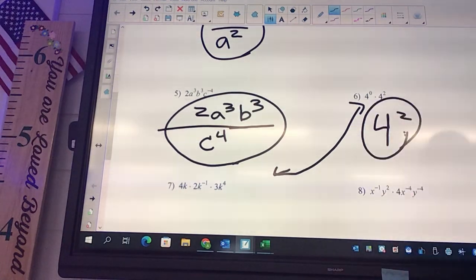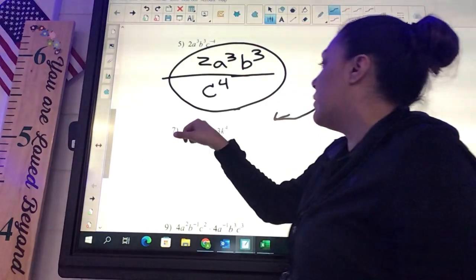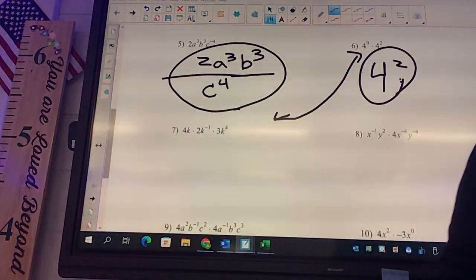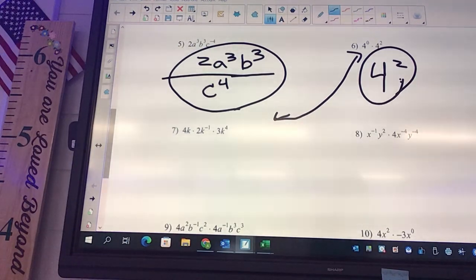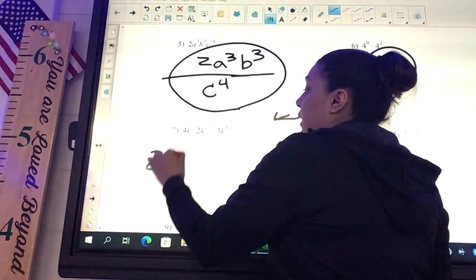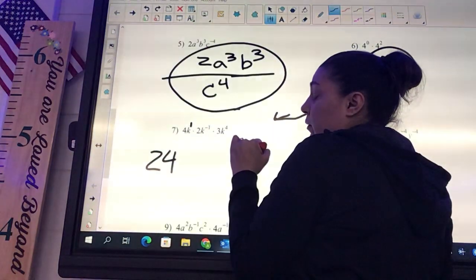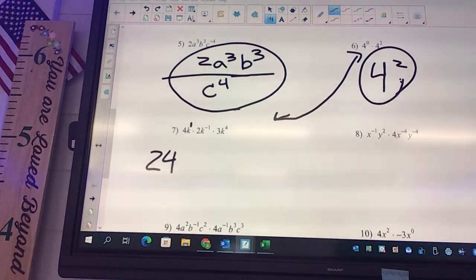Okay, whereas this one has letters and numbers. So you're going to multiply all the big pieces together. So what is 4 times 2 times 3? 24. So you're going to get 24. And we say k plus, or k1. So 1 plus negative 1 plus 4.